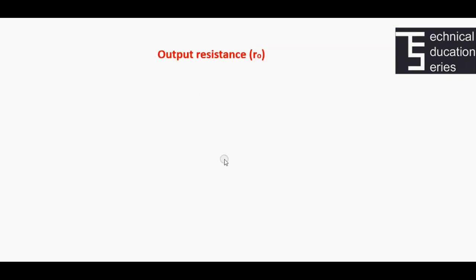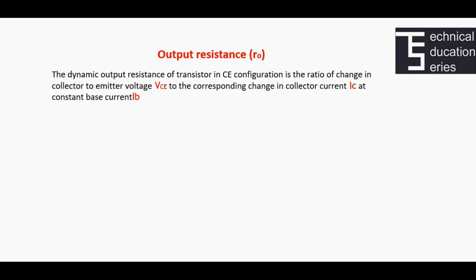Output resistance of CE configuration. The dynamic output resistance of transistor in CE configuration is the ratio of change in collector to emitter voltage VCE to the corresponding change in collector current IC at constant base current IB. That is, RO is equal to delta VCE divided by delta IC at IB equal to constant. The output resistance of the CE configuration can be determined using the output characteristics curve.